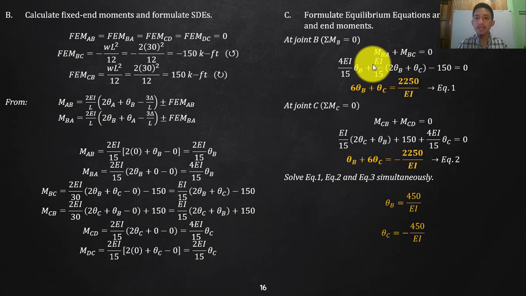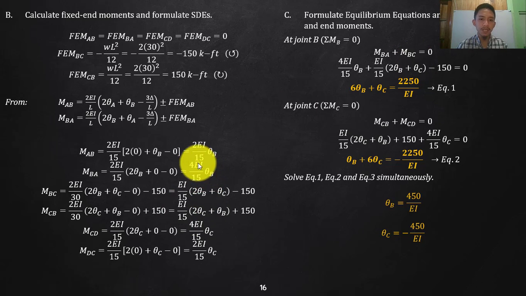Okay, so at joint B, summation of moments. Therefore, what are the beams connected, or what are the end moments? So for member AB, your moment BA, and then of course your moment BC for member BC. Do not be confused. Do not interchange your AB, BA and then BC, CB. Since we are considering joint B, all should be at joint B. So that is BA, BC.